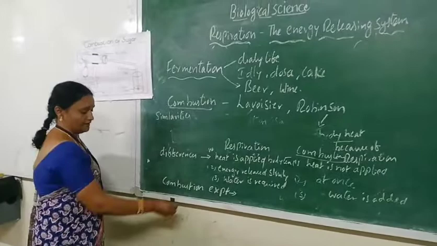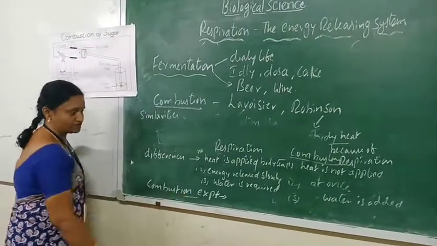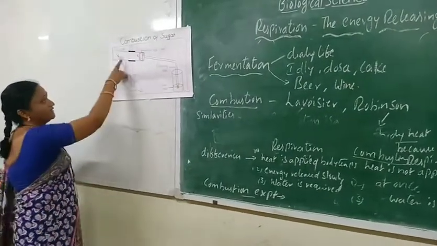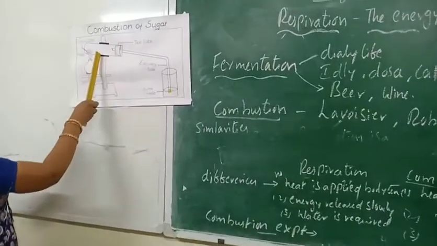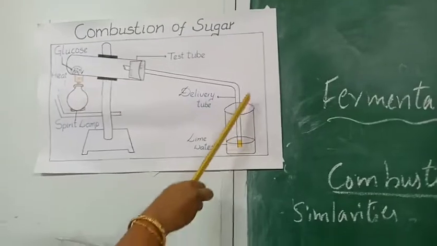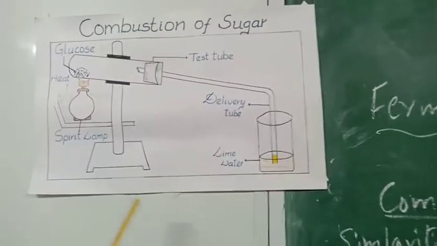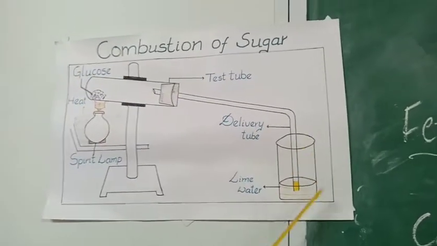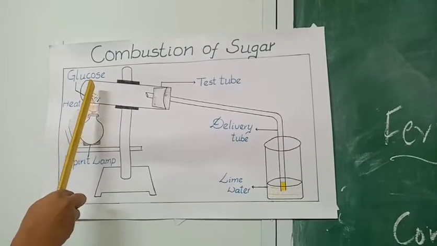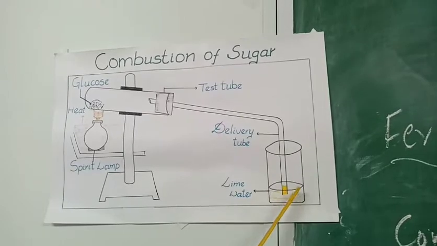Now let's see the experiment that is conducted in the laboratory to show the combustion process. To carry out the combustion experiment, we need a test tube, a delivery tube, a spirit lamp, and we'll be taking a wash bottle. In the wash bottle, we'll be taking lime water. The aim of the experiment: the glucose molecule burns and liberates energy. Along with that, it also liberates carbon dioxide. That carbon dioxide turns lime water milky.